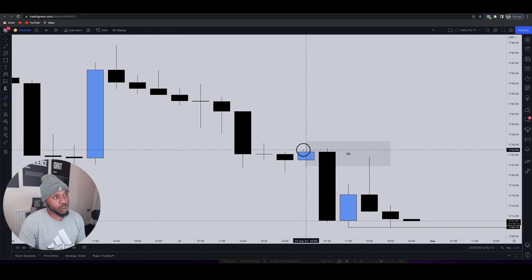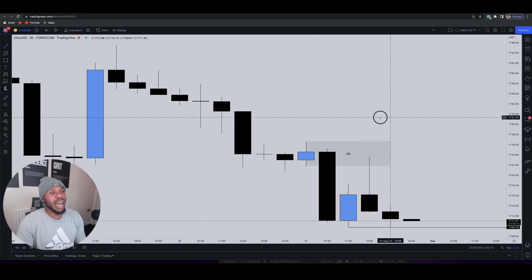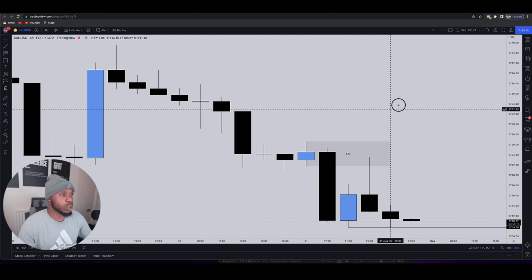And it's not just as simple as just jump in here. If I bring up my ruler tool now, you're gonna see how large this order block is. So it's roughly about 50 pips. Ain't nobody having a 50 pip stop loss. No one's having a 50 pip stop loss. I know some of you would have been comfortable having a 50 pip stop loss. I'm never using a 50 pip stop loss.